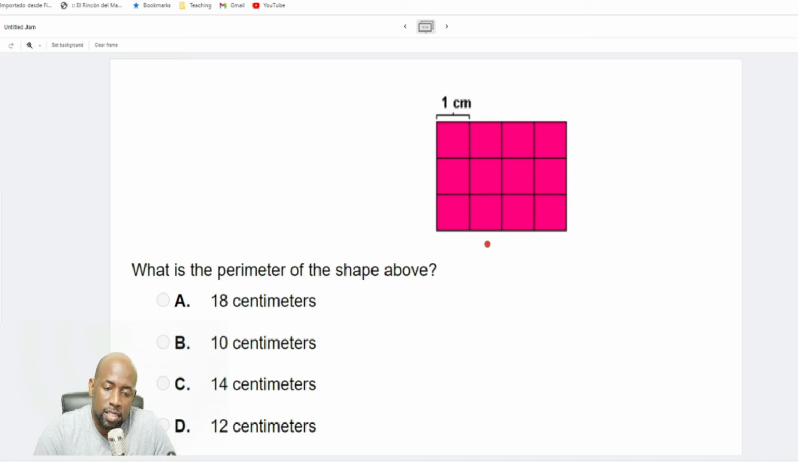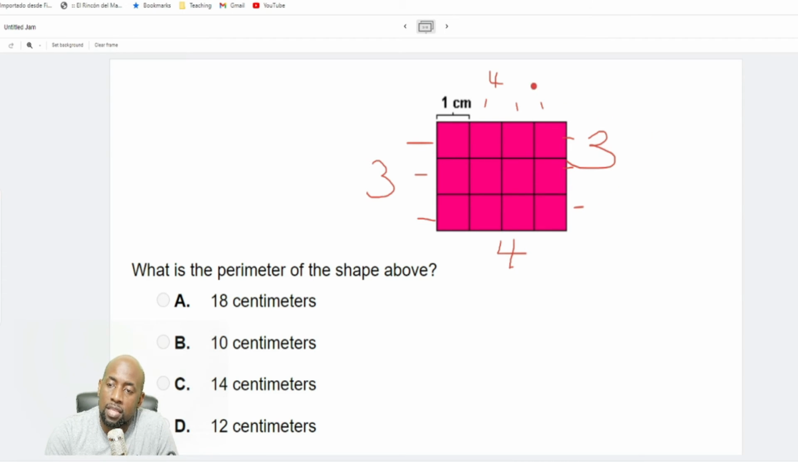This is the way how you're going to see this on your test or in your quiz. And we got here that each square you see here is 1 centimeter. So here is 1, here is 1, here is 1, and here is another 1. So 1 plus 1 plus 1 plus 1 is equal to 4. So if there are 4 squares on this side, there will be 4 on this side. Okay, we got here 1, 2, 3. So this is 3 on this side. 1, 2, 3. So we got 3 here.